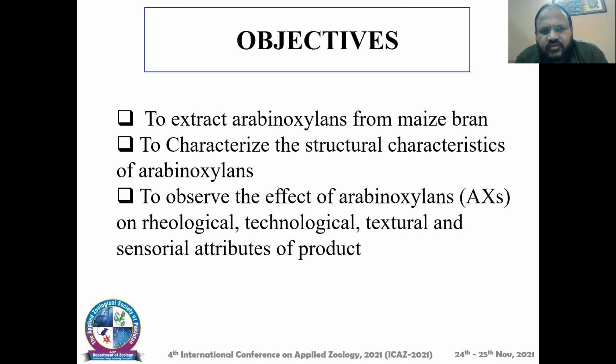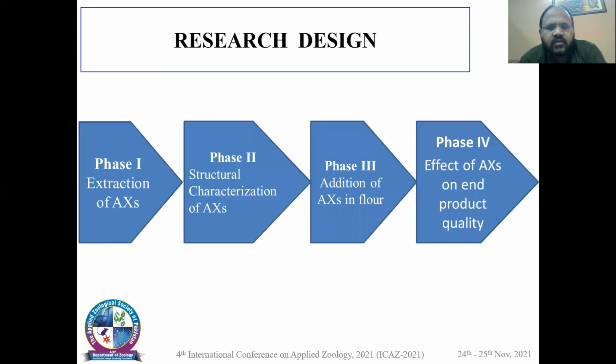The second objective is to characterize the structural characteristics of arabinoxylan, with a clear explanation of arabinoxylan structure and characteristics in relation to their health benefits. The third part is to observe the effect of arabinoxylan on rheological properties, technological properties, textural properties, and sensorial attributes of the product. You can see here the research design of the presentation.